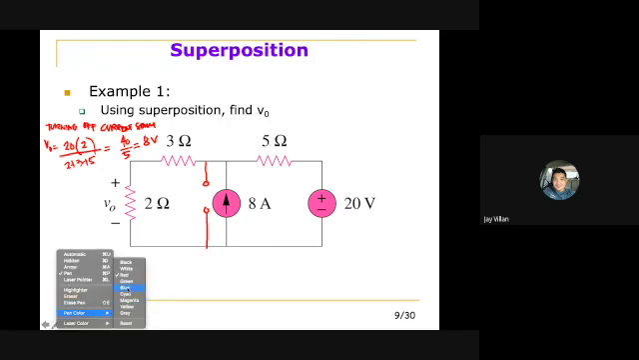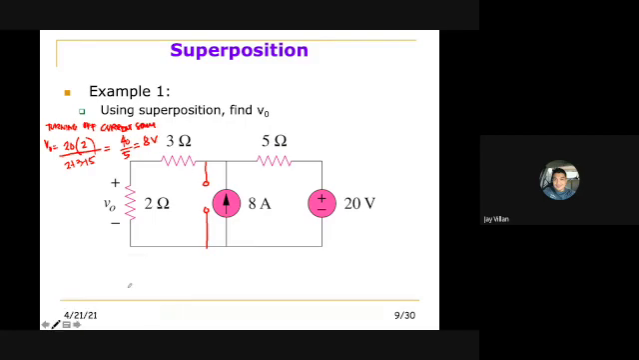Pen color, let's do blue. So when we are turning off the voltage source, okay, turning off the voltage source, we replace this by a short circuit.